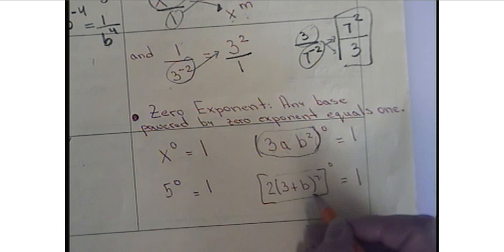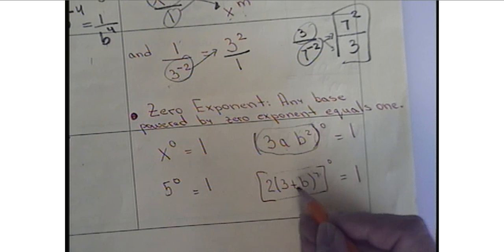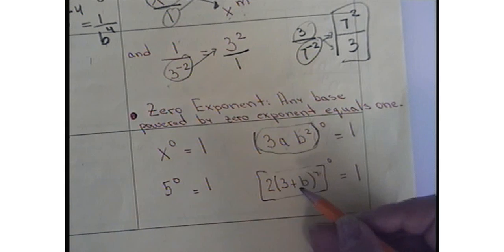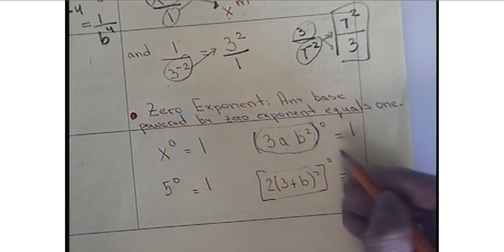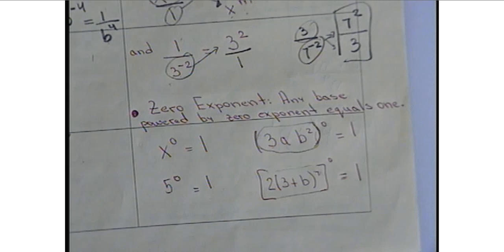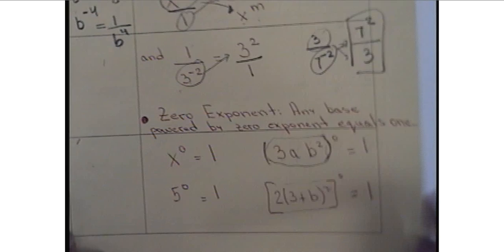If I have an even larger box with so many things inside, who cares what is written here? 2 times 3 plus b squared to the 500th power. If this whole thing is to the power of 0, the answer is simply 1. You don't need to calculate anything. So that's the good thing about zero powers. It's pretty awesome because you simplify right away, immediately, and it's always equal to 1. Alright, let's take a look at what we have on the next page.